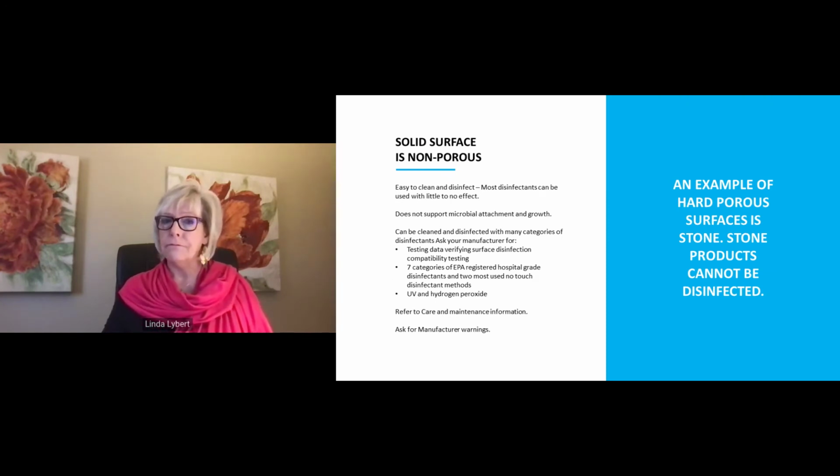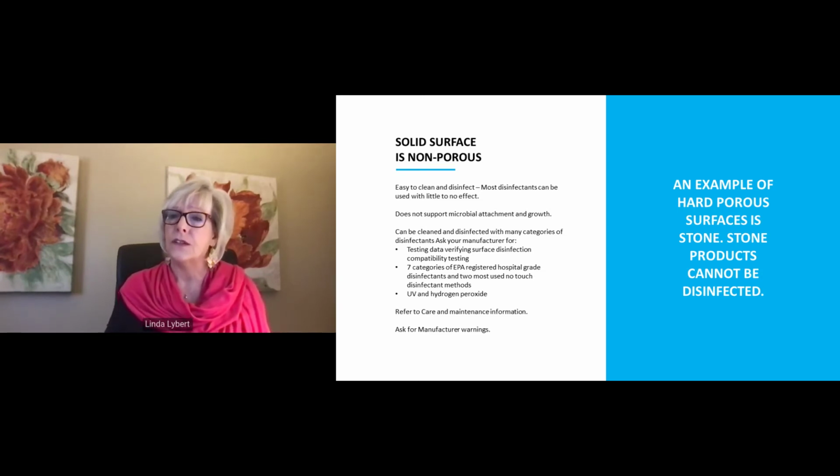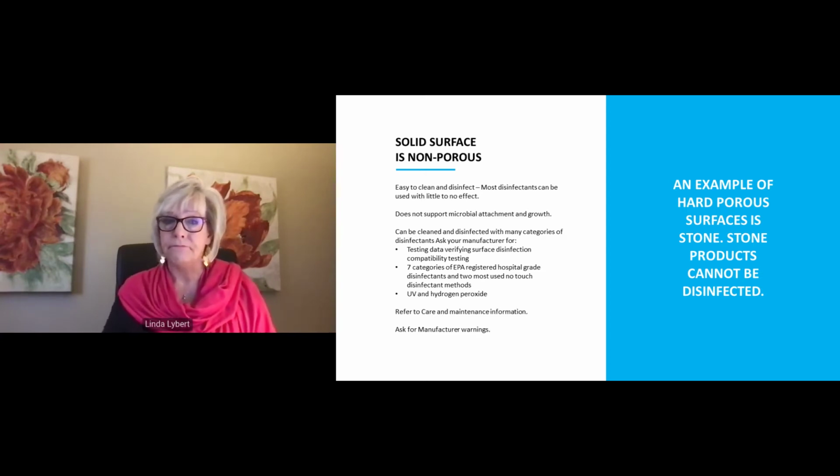It's easy to clean, easy to disinfect. Most disinfectants, hospital-grade disinfectants, can be used with little to no effect. But if there's ever any effect, the solid surface material can be repaired. So the longevity and life cycle exists. You want to make sure that when you're talking to your solid surface manufacturers, you look at and discuss the testing data that they have.